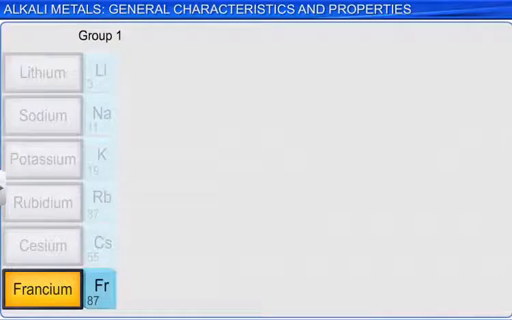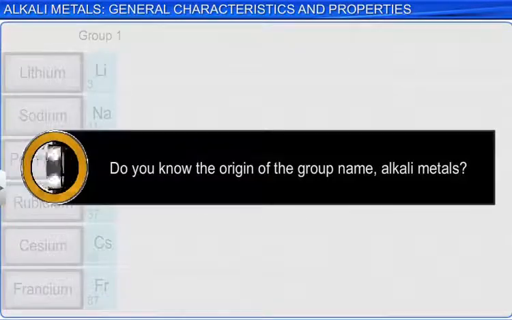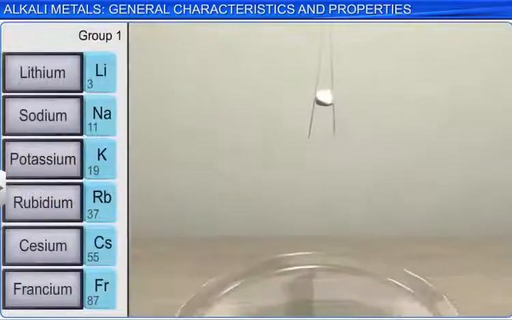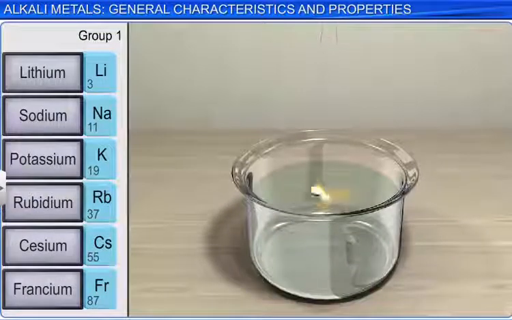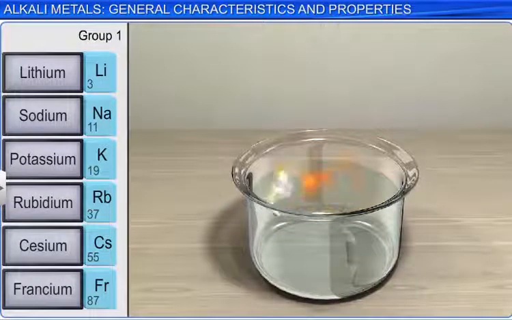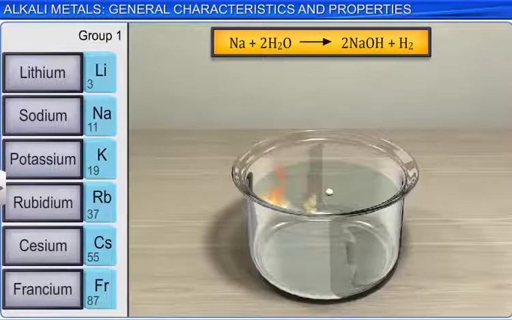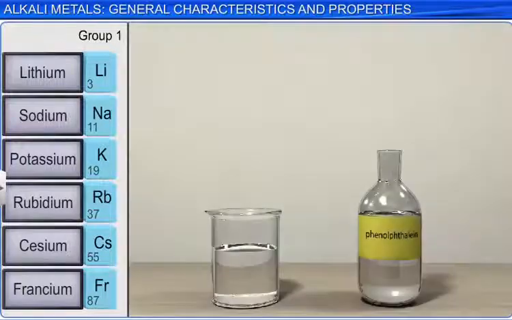Do you know the origin of the group name alkali metals? When group 1 metals react with water, they produce hydroxide OH- ions. Hydroxide ions in water produce basic or alkaline solutions. In the presence of phenolphthalein, an indicator, the solution will turn pink as the hydroxide ions formed react with phenolphthalein.